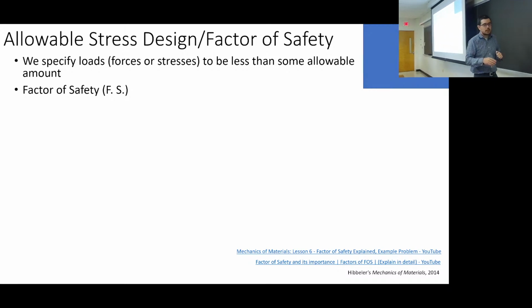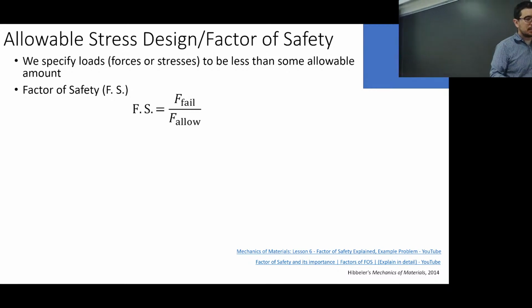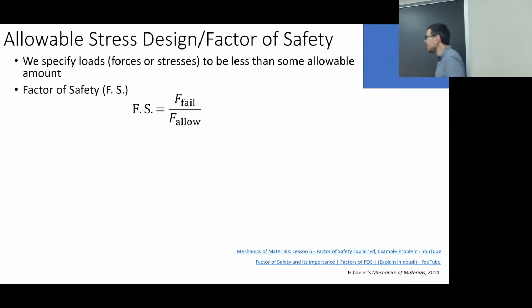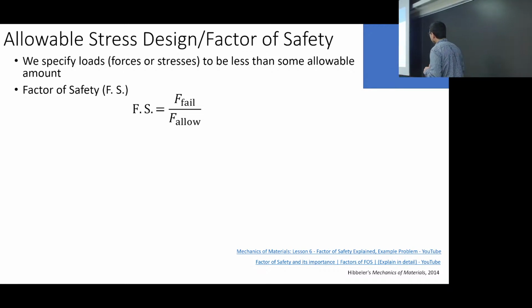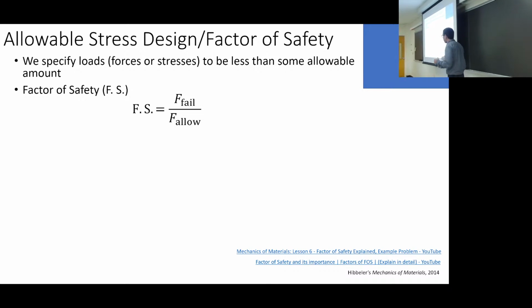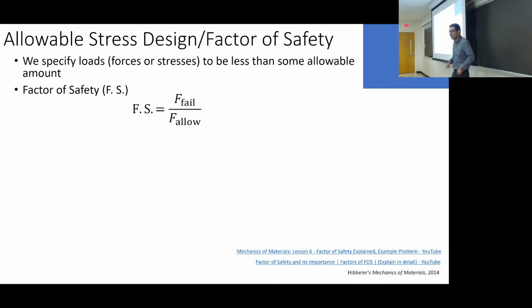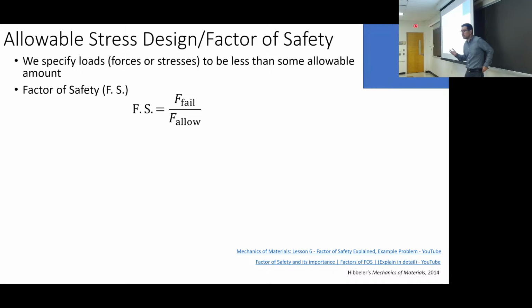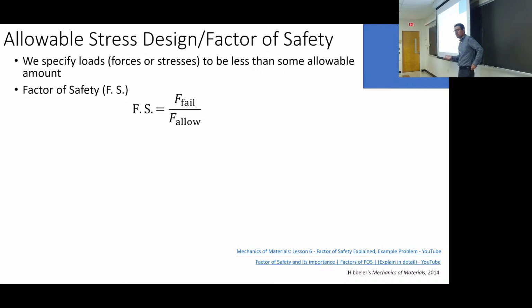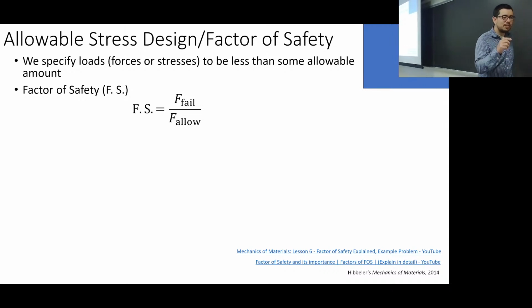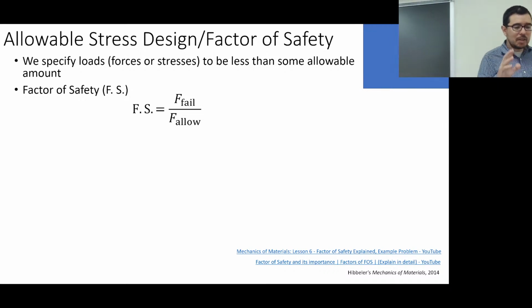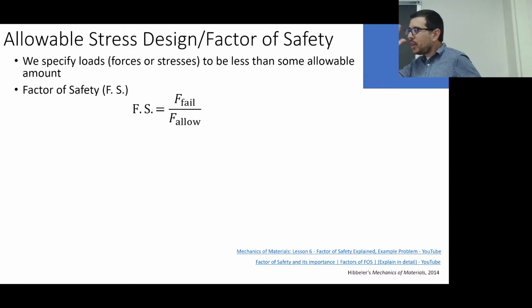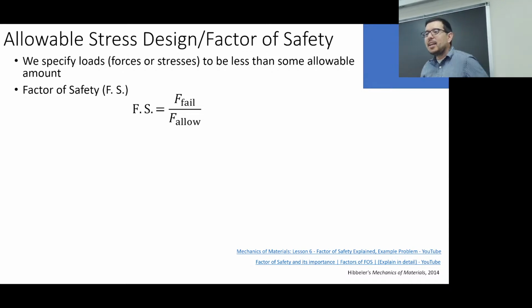So here are some very simple equations, but they will nonetheless confuse me. They don't confuse you, but they'll confuse me. So one way to define a safety factor is, what is the force at failure divided by the allowable force? Now those terms are even confusing in themselves, in my opinion, because what is failure?